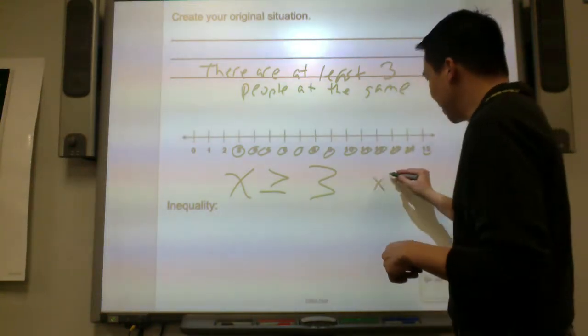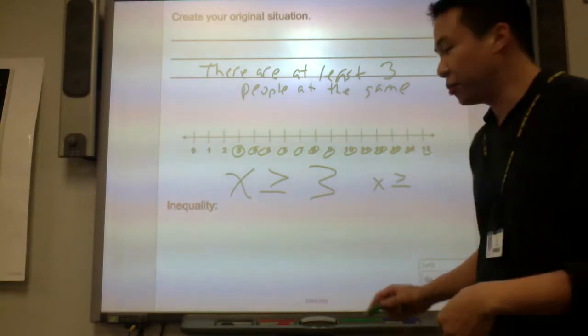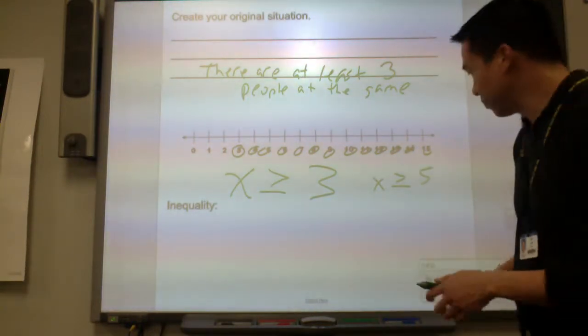I'll be honest, I get confused too. So this is how I memorize it.